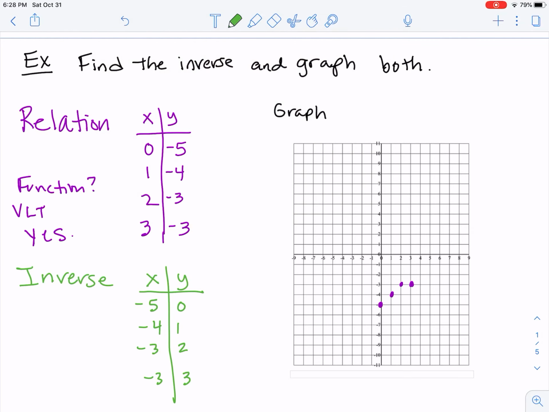Let's go ahead and graph the inverse on this same graph. So (-5, 0), (-4, 1), (-3, 2), (-3, 3). Now, is that a function? Does it pass the vertical line test? As you move from negative infinity to infinity, left to right, do you hit just one x value? The answer is no, because that -3 is mapped to 2. It's also mapped to 3.